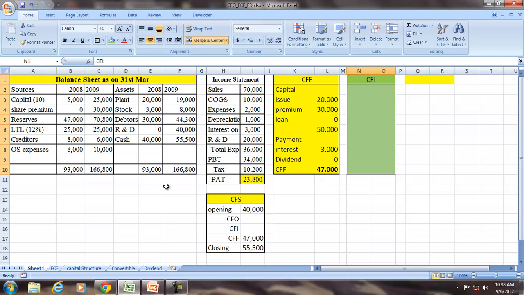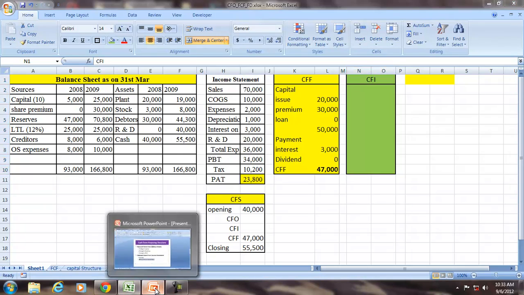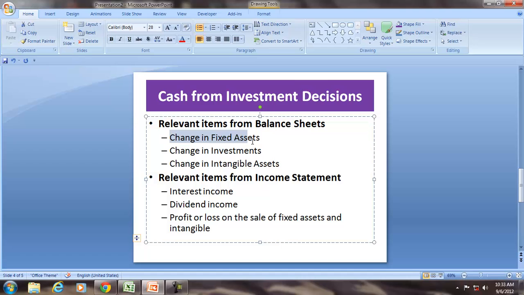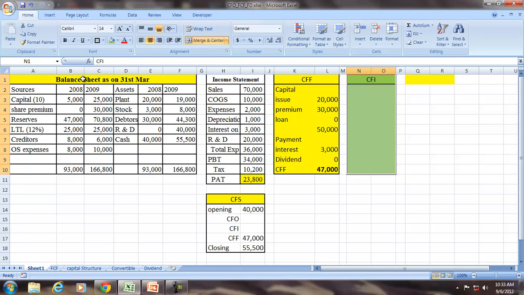So since the balance sheet and income statement are given, the relevant items on the balance sheet are the change in fixed assets, the change in investments, and the change in intangibles. The corresponding relevant items in the income statement are interest income, dividend income, and the profit and loss from the sale of fixed assets and intangibles. Let us go to the balance sheet.